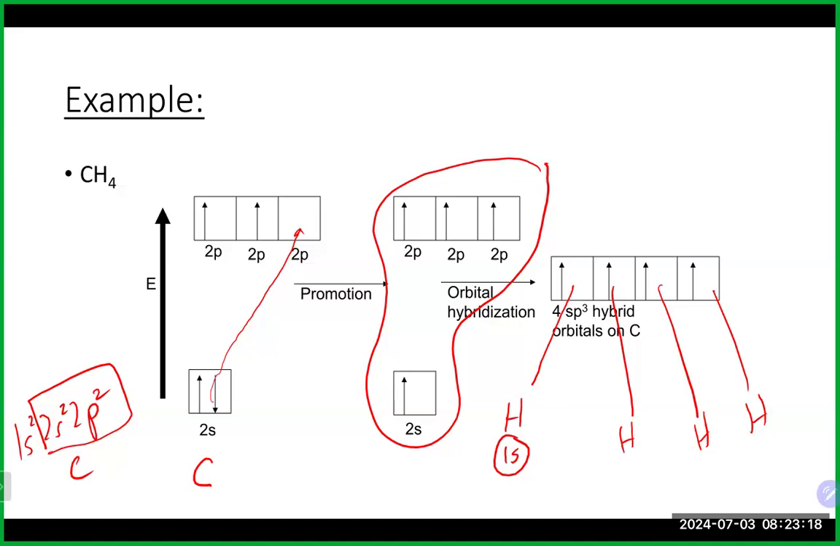Although we typically apply hybridization to the central atom, you can also apply hybridization to outside atoms as well. So you can actually do it to any atoms that you want, typically except for hydrogen.